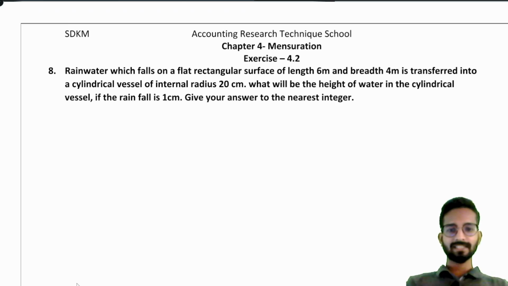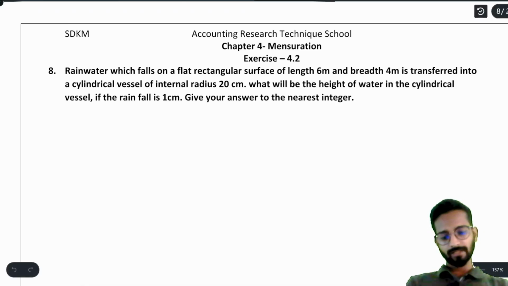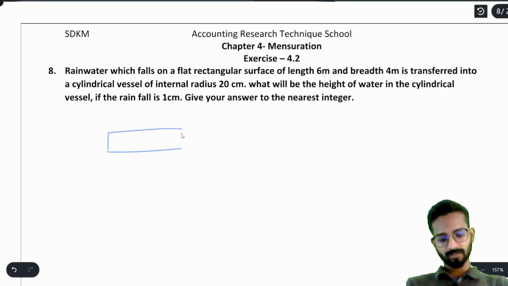Hello everyone. In this video we'll continue from question number 8 of exercise 4.2. Now see, rainwater which falls on a flat rectangular surface of length 6 meter and breadth 4 meter is transferred into a cylindrical vessel of internal radius 20 centimeter. So I can say here that we have some rectangular box or something where we are storing the water.